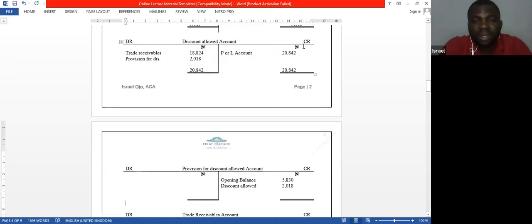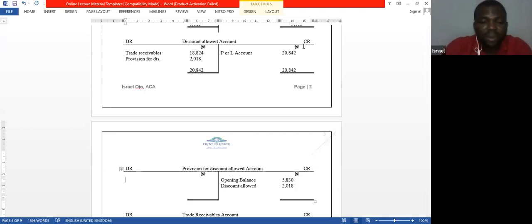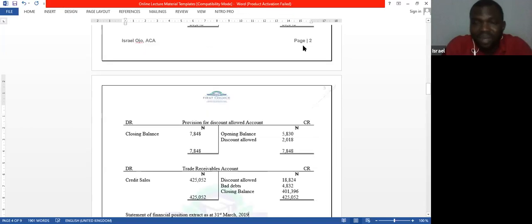So now we are done with your discount allowed. Then the next thing is to close our provision. Provision account will now be closing balance. It will not be written to the profit or loss account. You now have closing balance. Now, under the closing balance, what we are going to have is the addition of 5,830 plus 2018. Now, if you press the calculator there, it will give you the initial calculation that we have done under our working, which is 7,848. So we come back here and put 7,848. So then we have closed our trade account because we needed the balance to calculate our provision.